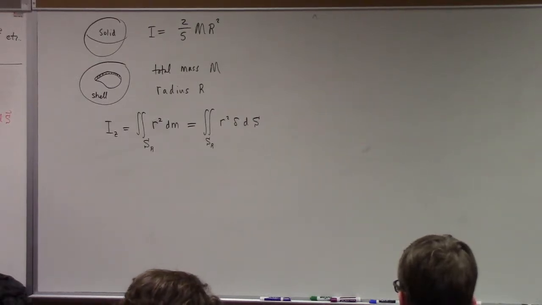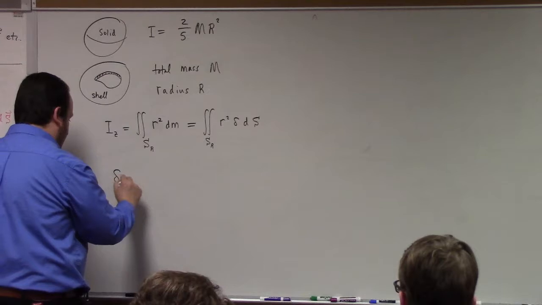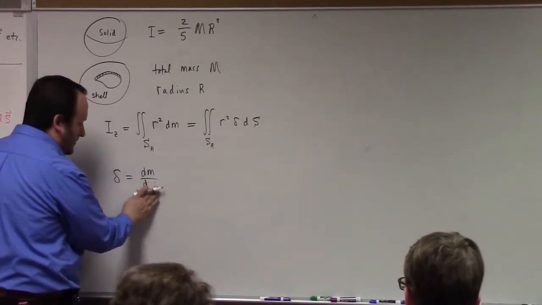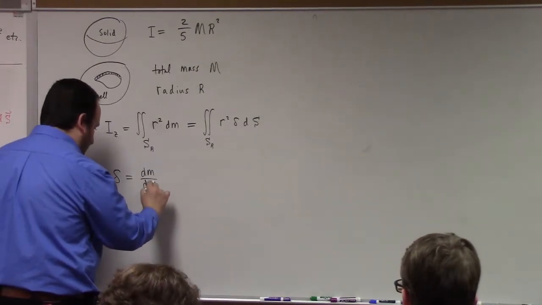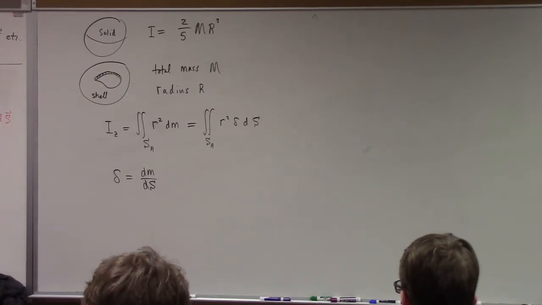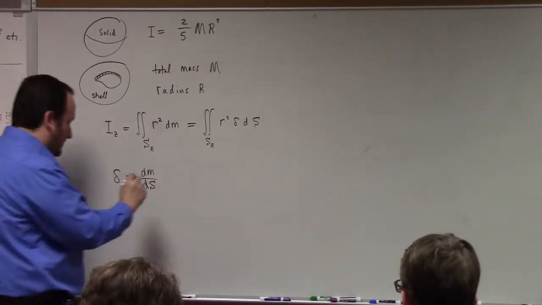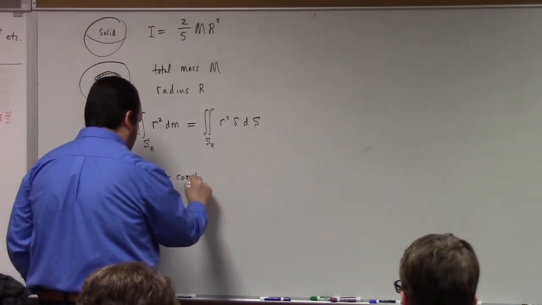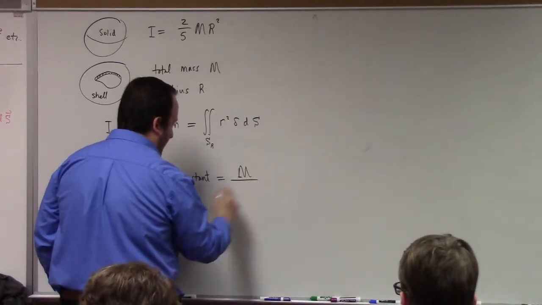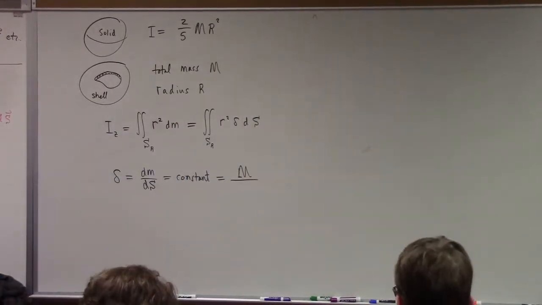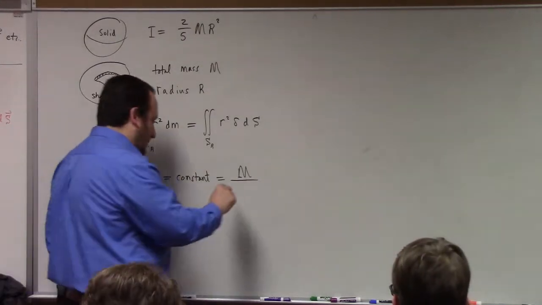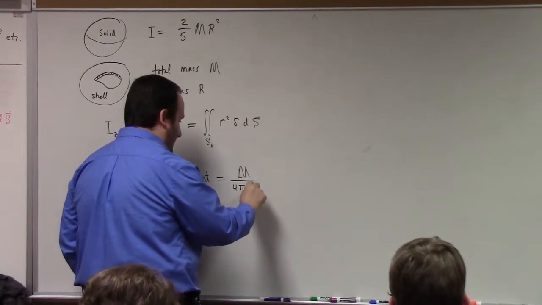So if this delta is constant, so delta is equal to the mass per unit area, not volume here. We use big S for that, curvy area. Now, if that's constant, we can already relate R and M because we know that the total mass is M. And what's the total surface area of a sphere? We worked this out yesterday. 4 pi r squared, right?